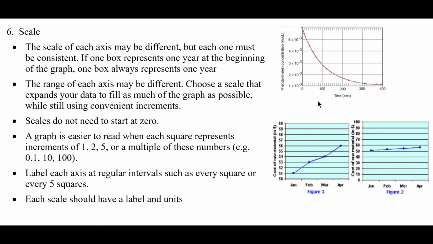It's usually easier to make your graph and to actually read it when each square or each line represents an increment of 1, 2, 5, or some multiple of those. You want to label your axes at every regular interval. Doesn't mean that you have to do every square on graph paper, maybe every 5, whatever works, but you do want to be able to check out the data of your ordered pairs by easily looking at your axes. And then again, remember that every axis should have a label.